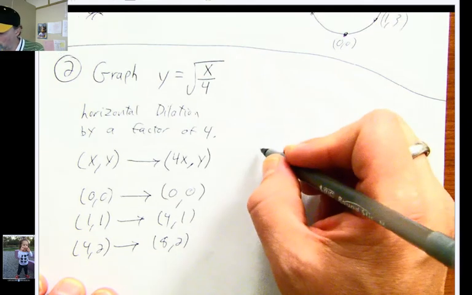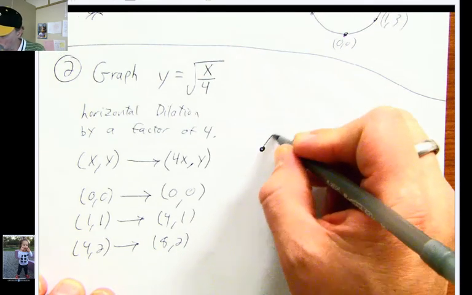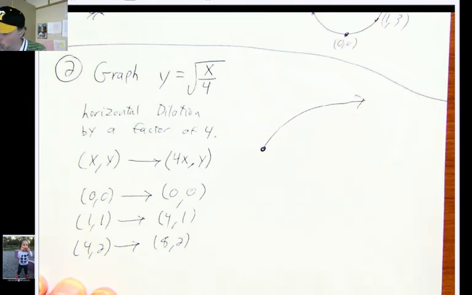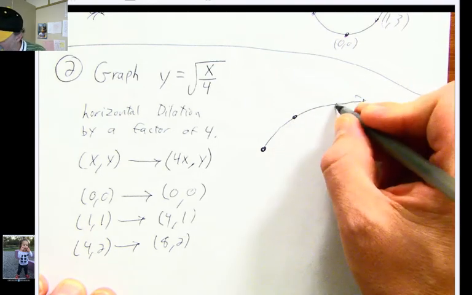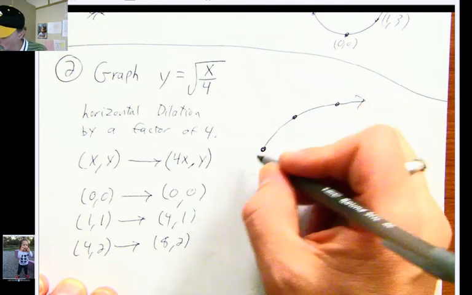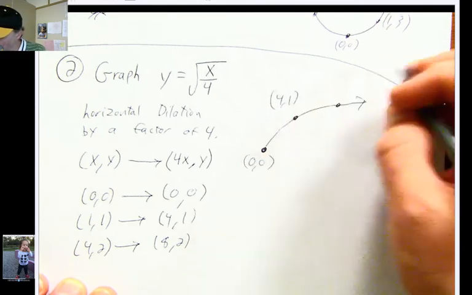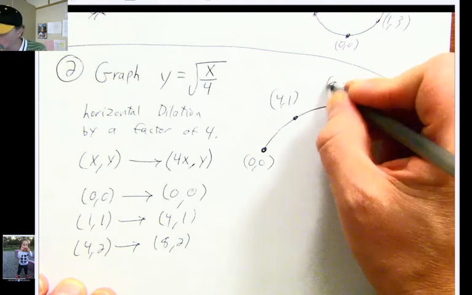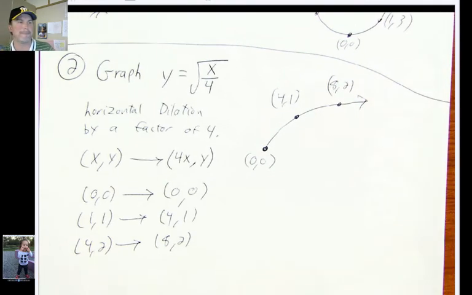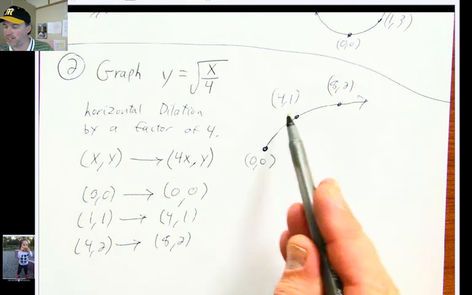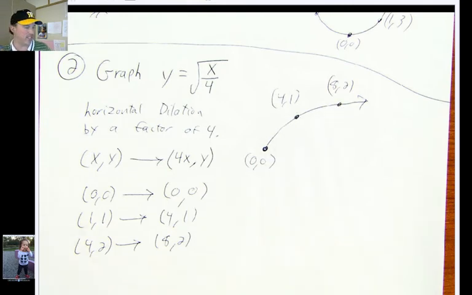So I have my 3 coordinates. I know that this graph looks like a normal square root graph, so I simply draw the graph. I handwrite in the coordinates. This coordinate is at 0, 0. This coordinate is at 4, 1. This coordinate is at 8, 2. All right, that looks great. So that is a horizontal dilation by a factor of 4. It is affecting the x-coordinates.